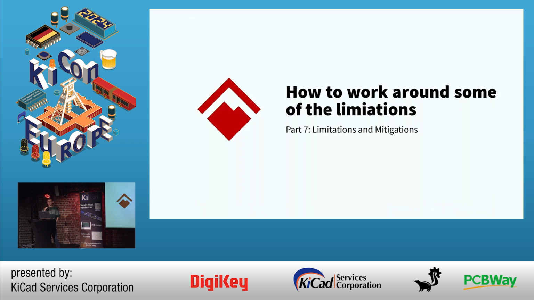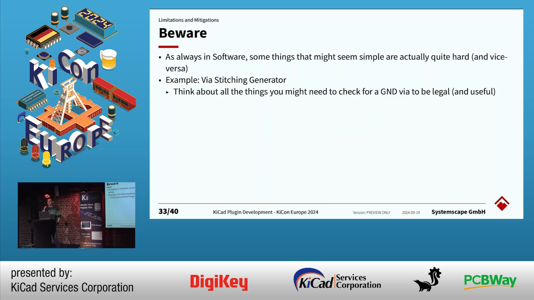Okay, so how to work around some of the limitations. This is software, and as always in software, some things that might seem simple are actually hard, and vice versa. So one example is this wire stitching generator. You might think, well, just add some wires. But if you think about it, what do I need to check when I want to place a wire? Like, there should be a ground plane. No, there should be two ground planes because you want to connect them. Then you want to check that the position where you want to place your wire is not occupied, but then your wire has a diameter. So you need to check a radius around that position, and this should be free.